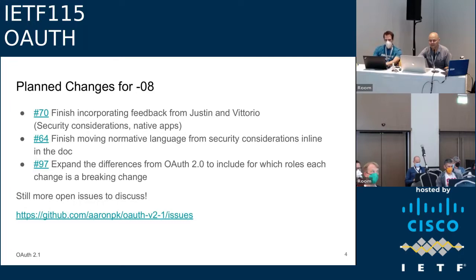There's still the rather large task of identifying any normative language that may be in various sections like security considerations, and moving, where appropriate, back up to the actual core document main part of the draft. And then one thing that we had identified at one point, I don't remember which meeting it was at, adding an explicit section talking about the core differences from OAuth 2 and which changes are breaking changes to who.